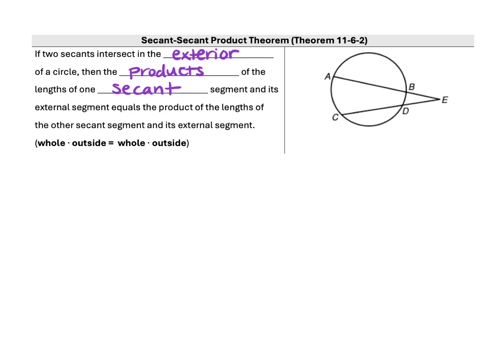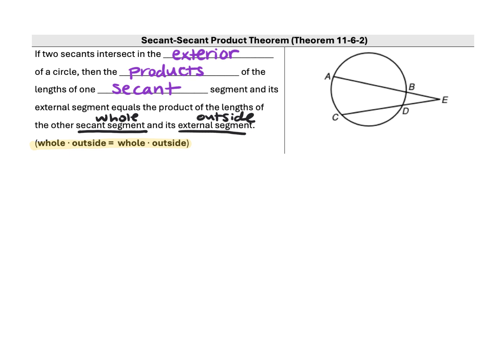The first theorem is the secant-secant product theorem, and this theorem states that if two secants intersect in the exterior of a circle, then the products of the lengths of one secant segment and its external segment equals the product of the lengths of the other secant segment and its external segment. That is a long sentence, and I know it's probably pretty confusing. I want us to abbreviate this as just the whole times the outside equals the whole times the outside, where the whole is going to be the entire secant segment, and the outside is going to be the external segment.